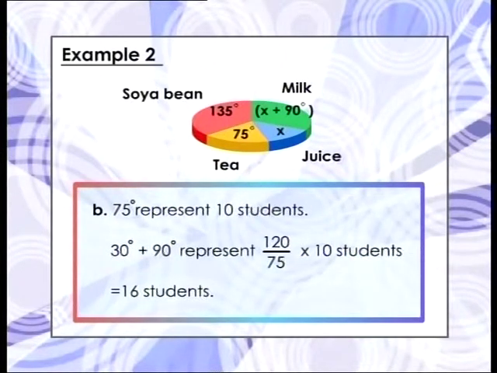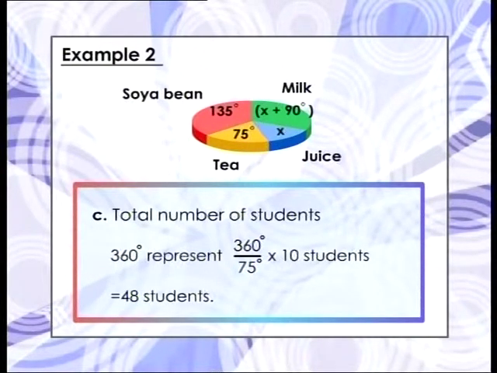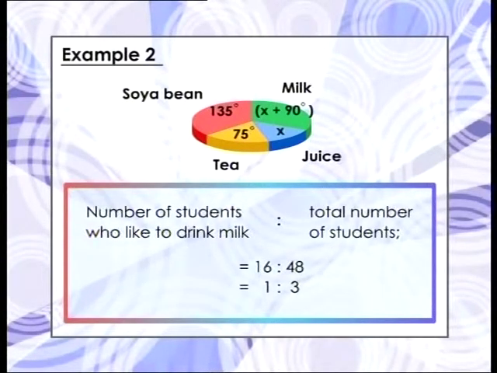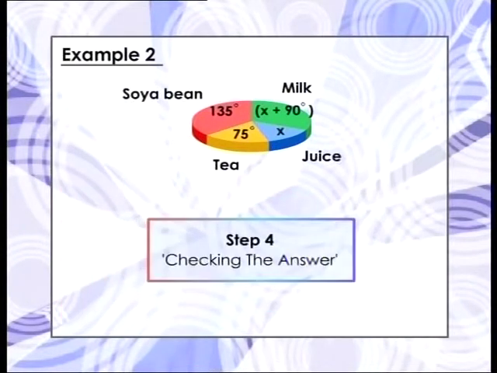B. Given angle 75 degrees represents 10 students. 30 degrees plus 90 degrees represents 120 degrees. 120 divided by 75 times 10 students equals 16 students. C. Total number of students: 360 degrees divided by 75 degrees times 10 equals 48. The ratio of students who like to drink milk to the total number of students equals 16:48 equals 1:3.